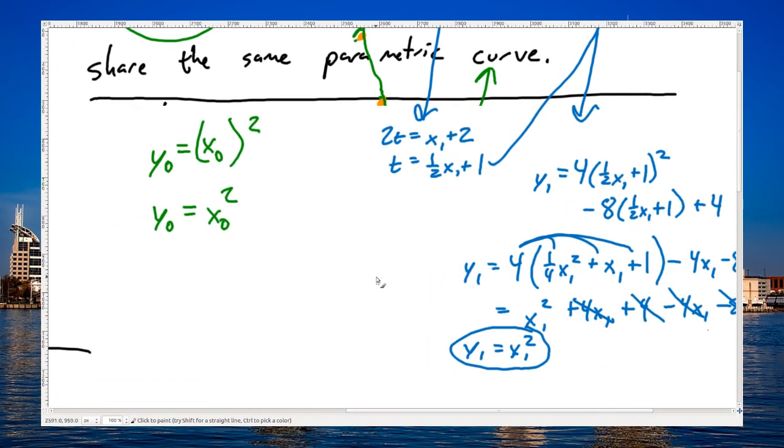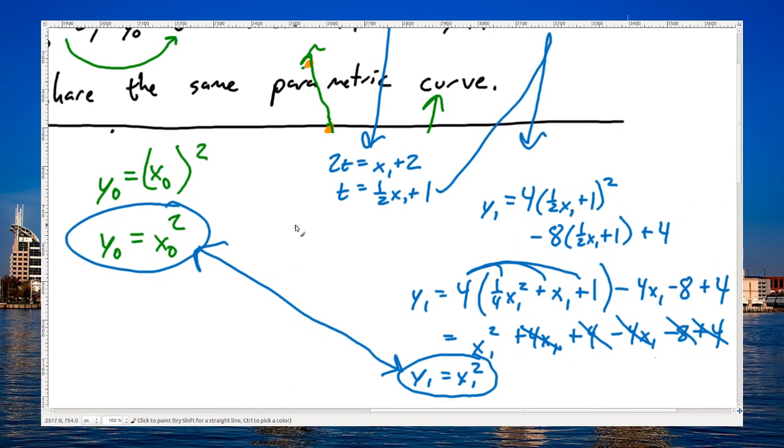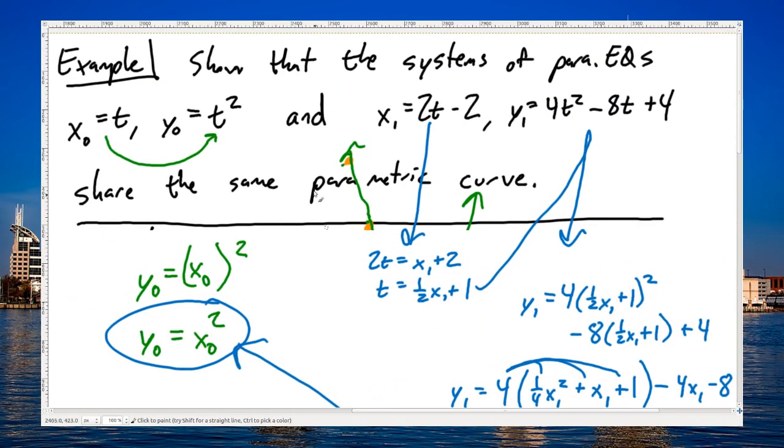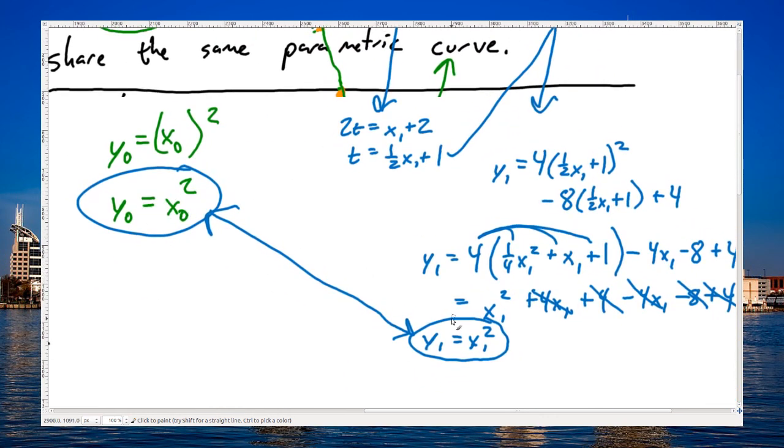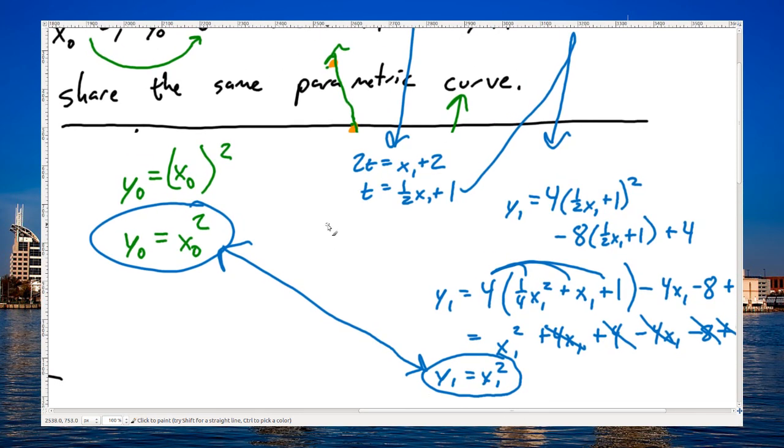The important thing is that I end up getting that y is equal to x squared in both, from both of these parametric equations. So for both systems of parametric equations, I have the same relationship between x and y, and that tells me that these are sharing the same parametric curve. It's that parabola that I drew just a moment ago.